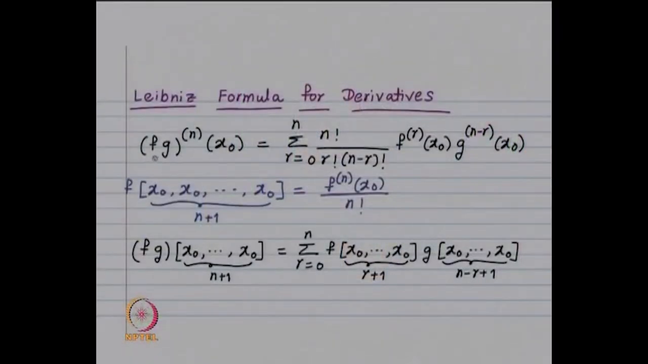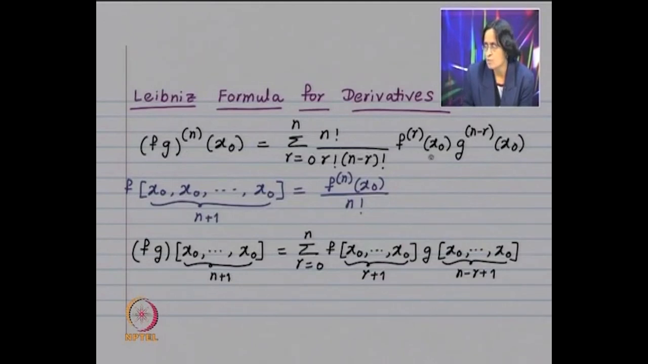So, the Leibniz formula for derivatives is given by, if you have two functions f and g which are n times differentiable, the nth derivative of f into g at x 0 is given by summation r goes from 0 to n, n factorial divided by r factorial into n minus r factorial, and then the rth derivative of f evaluated at x 0 and the n minus rth derivative of g evaluated at x 0. So, the derivative of f into g is given in terms of the derivatives of f and derivatives of g involving the derivatives of order up to order n.